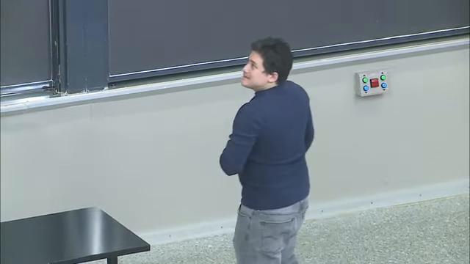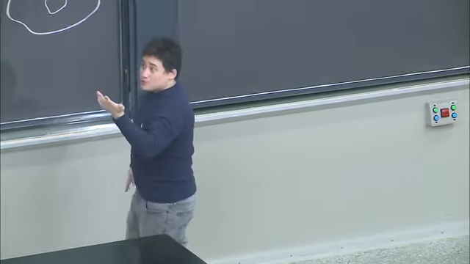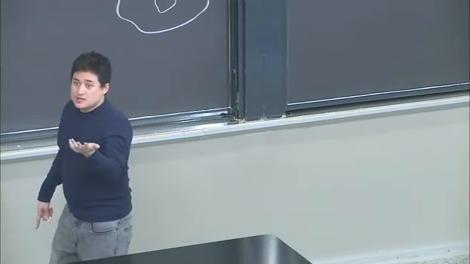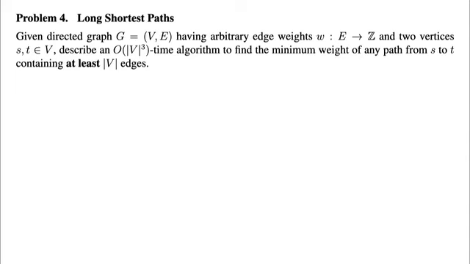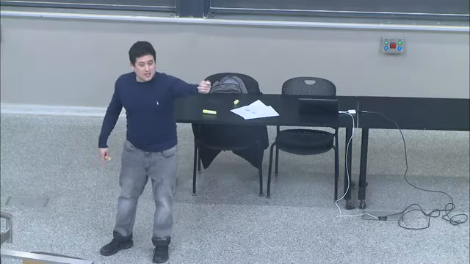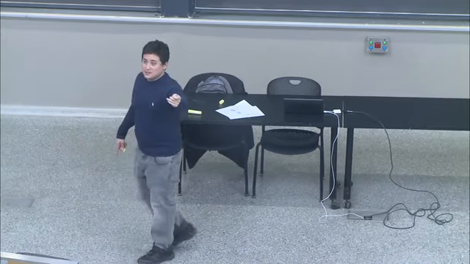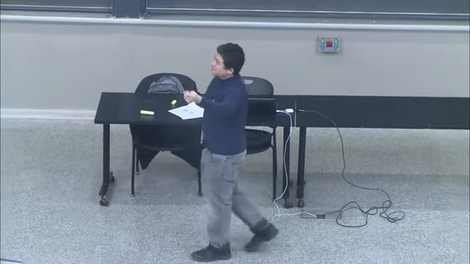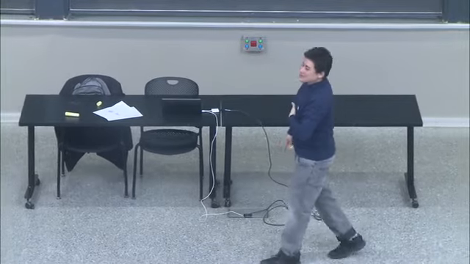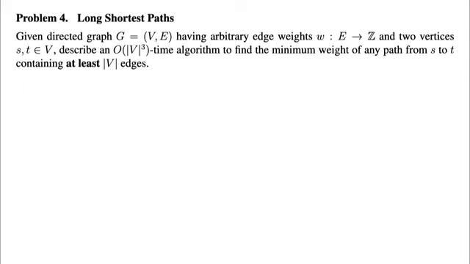Okay? But in the context where I don't have negative weight cycles, one of the things we showed was that if no negative weight cycle is traversable from S to T, then my shortest path is going to be simple. But that doesn't seem to apply here either, because we need to have a non-simple path. So what do?